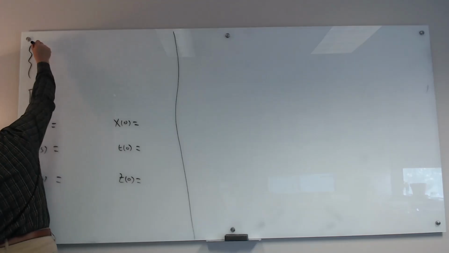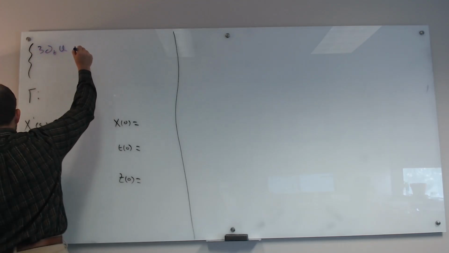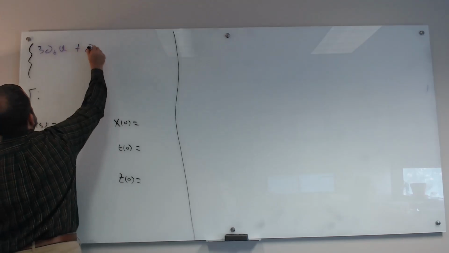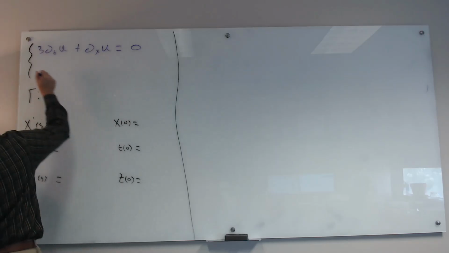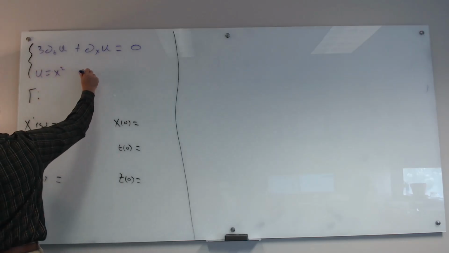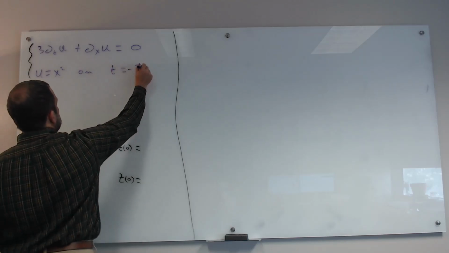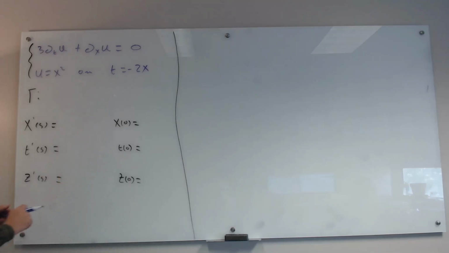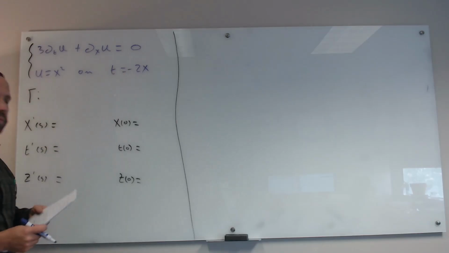So the equation is 3 times the t derivative of u plus the x derivative of u is equal to 0. And we know that u is equal to x squared on the line t is equal to minus 2x. So u is equal to x squared on the line t is equal to minus 2x. We'll graph all of this stuff in just a minute.